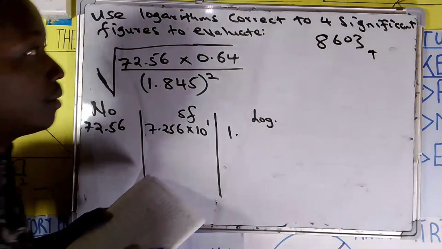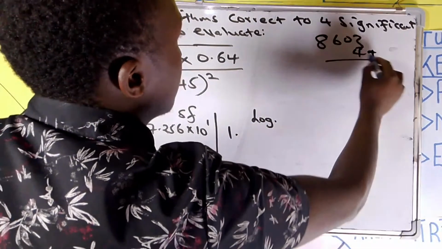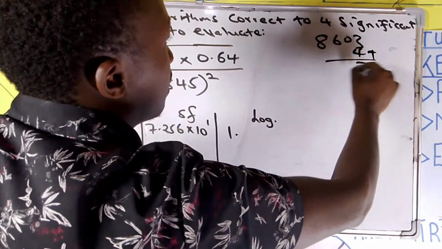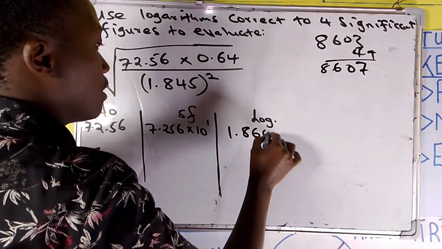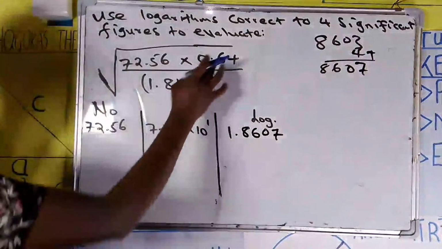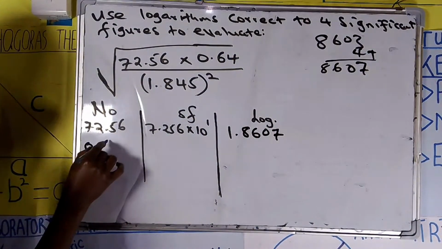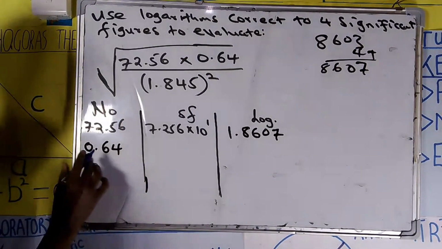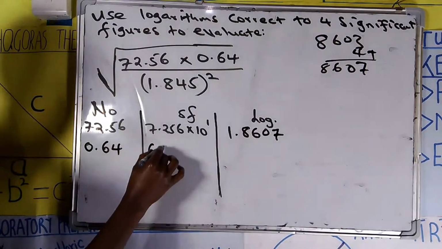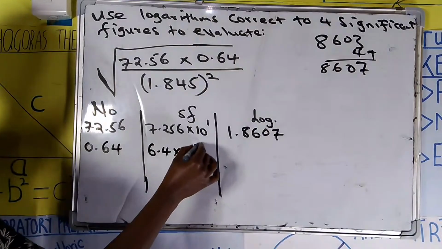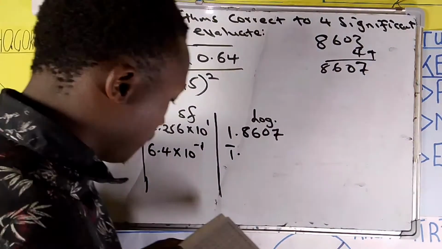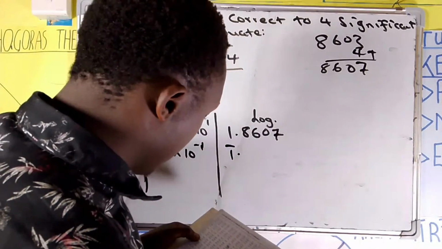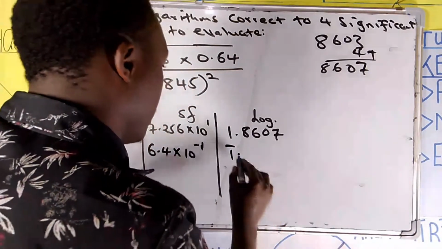6, plus 4. 3 plus 4 is 7, so it will be 8607. Then we have the second one, 0.64, which will be standard form 6.4 times 10 to power negative 1. And this one will be bar 1 point. Logarithm of 6.40, it is 8062.